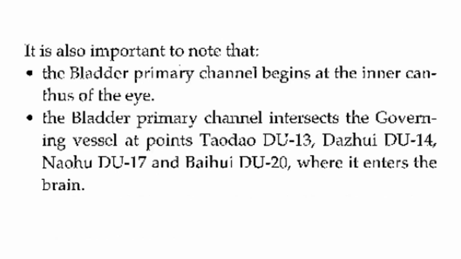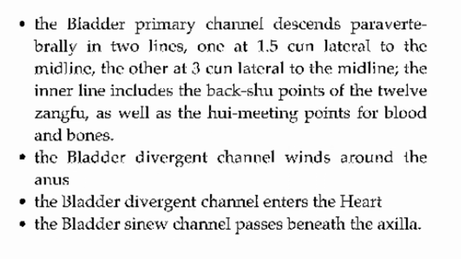It is also important to note that the bladder primary channel begins at the inner canthus of the eye. The bladder primary channel intersects with the governing vessel at points Du 13, Du 14, Du 17, Du 20, where it enters the brain. The bladder primary channel descends paravertebrally in two lines, one at 1.5 cun lateral to the midline, the other at 3 cun lateral to the midline. The inner line includes the back shu points of the 12 zang fu, as well as the influential meeting points for blood and bones.